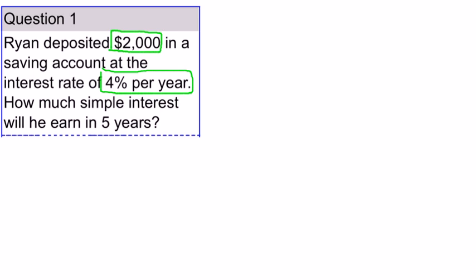Is this a markup, markdown, or just find the percent? If you need to pause while you ponder that, go ahead and do that. Hopefully you've thought about this. And $2,000 in an account at an interest rate of 4% per year. This is a find the percent problem. In order for us to solve a find the percent problem, we take 4% and we have to convert that into a decimal.